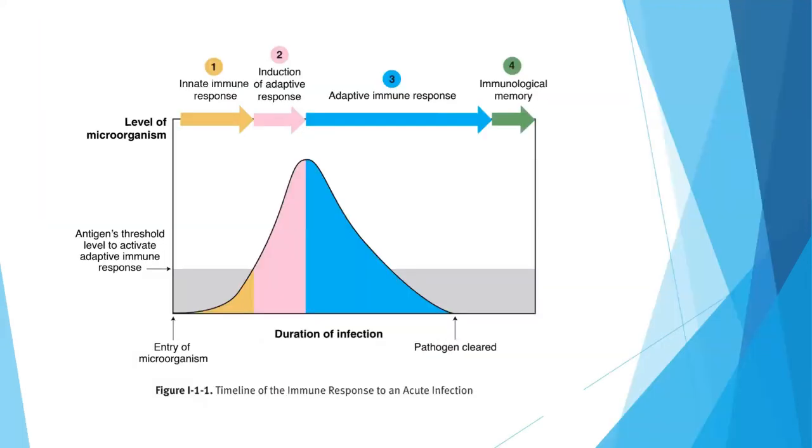Now, this is the timeline of the immune response to an acute infection. First, there is the innate immune response, and then there is the induction of the adaptive response. The innate immune response acts whenever there is entry of a microorganism, and then the adaptive immune response gets stimulated. After that, the adaptive immune response takes over, and when the infection or the pathogen is cleared, there is the immunological memory, so that whenever the same pathogen comes in contact again as an antigen, there is a more rapid response by the adaptive immune response. This is the pathway for a very new exposure to a very new antigen.